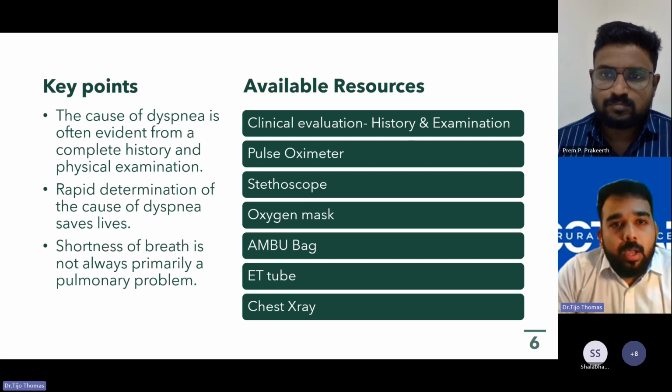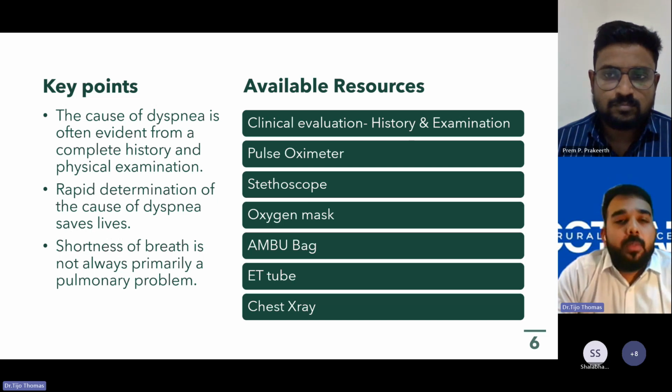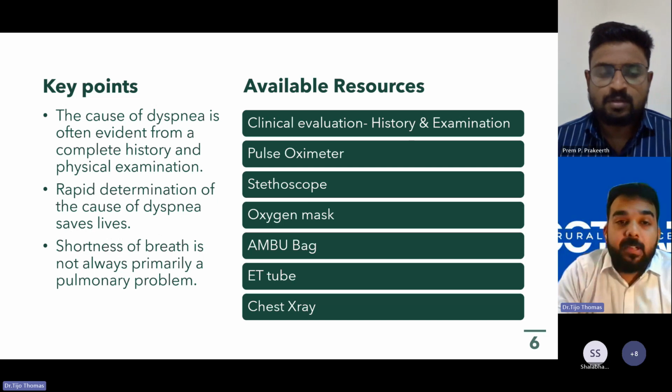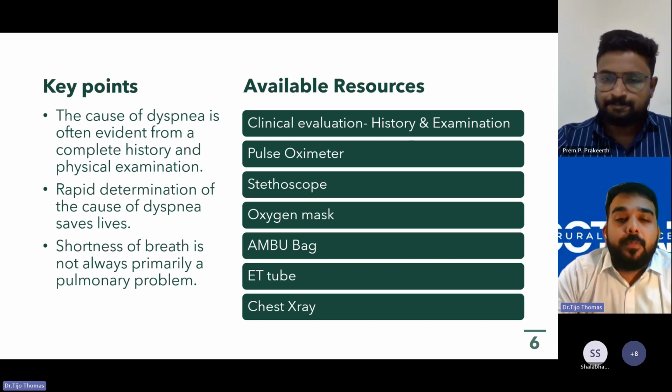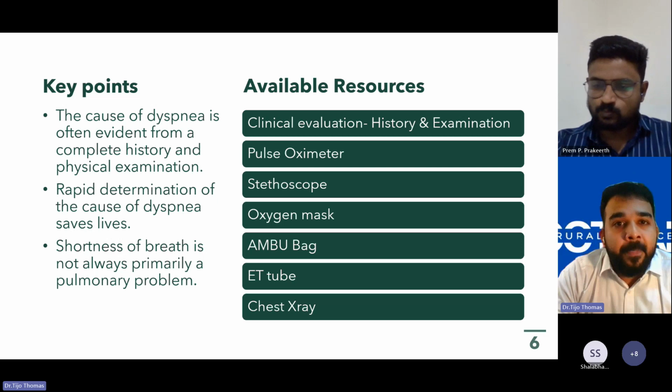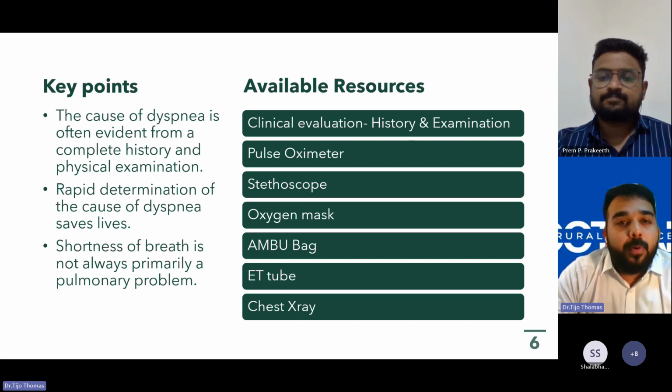Other key points we have to note, from my experience in most of the rural centers which I've seen, the available resources are mostly pulse oximeters, stethoscope, oxygen mask, and bag valve mask, and some centers might have a facility for intubation and chest X-ray. But the most important thing which we have to rely on is the history and examination.